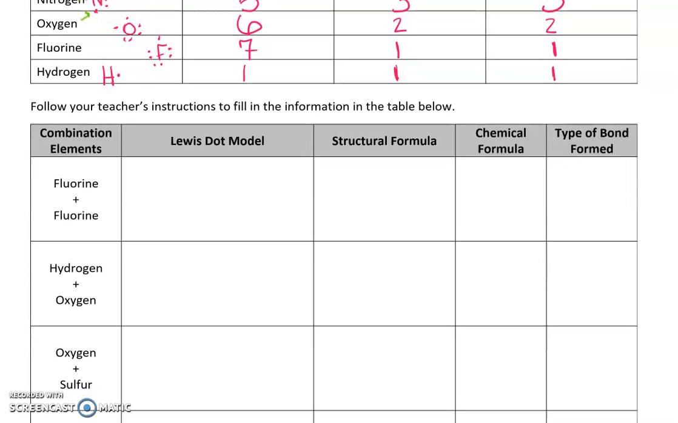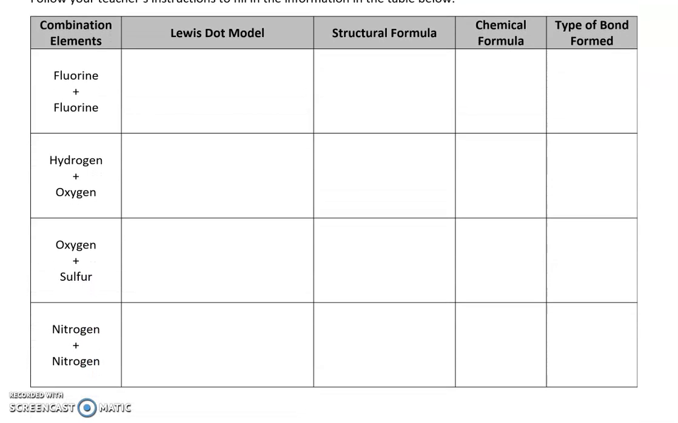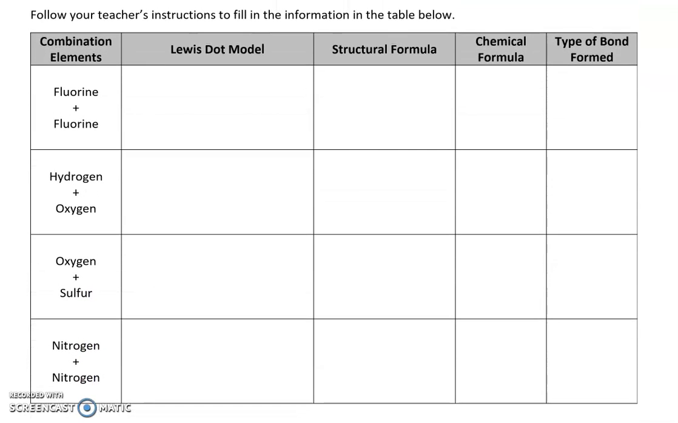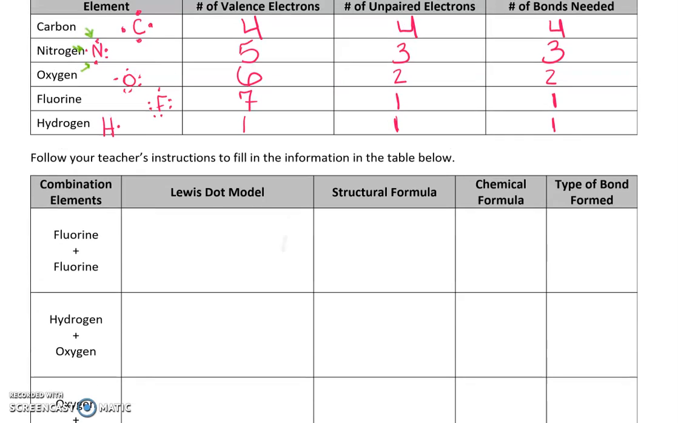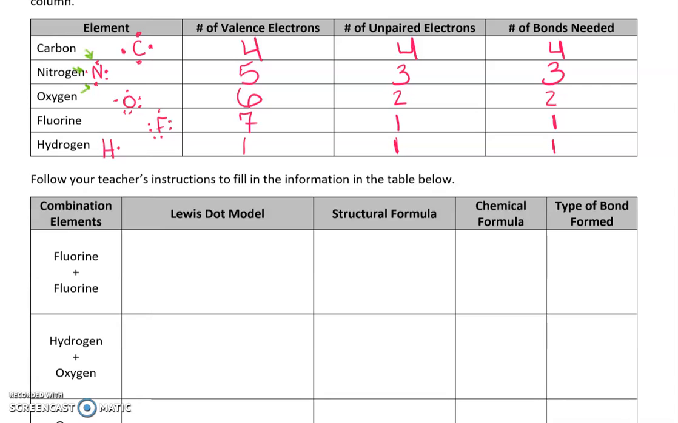All right, so we're going to practice this just like we did with our ionic bonds. We're going to start off with fluorine, bonding with fluorine. So if we look back at our table up here, fluorine, part of group 7, has 7 valence electrons. So its Lewis structure would look like that. And it's going to bond with another atom of fluorine.